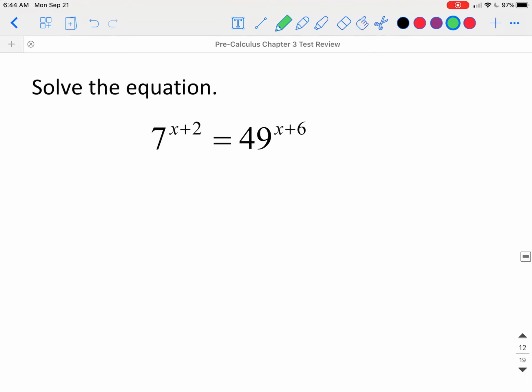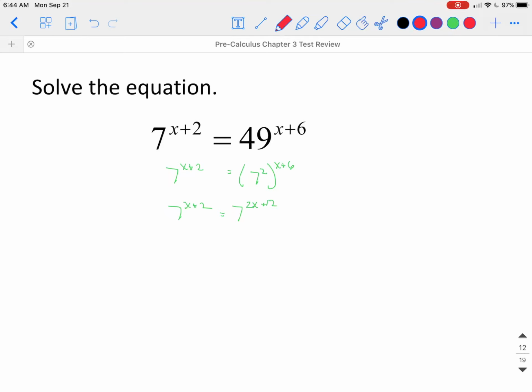Solve the exponential equation. To be able to solve this, we either have to get the two bases the same, or we have to get the variable out of the exponent. In this case, it's easy to see that we can write 49 as 7 squared. When you have a power to a power, you can multiply. So we can write this as 2 times x is 2x, 2 times 6 gives us 12.